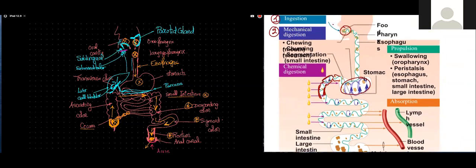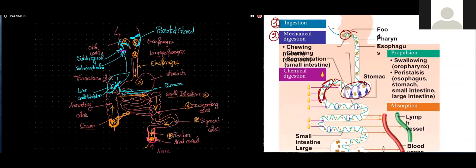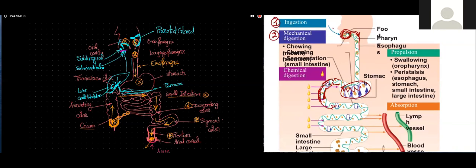Allowing propulsion. Propulsion includes swallowing, your ability to move the food from your oral cavity all the way down to the stomach. Then we've got the peristalsis that will be taking place in the stomach, small intestine, large intestine. This is going to be the propulsion.